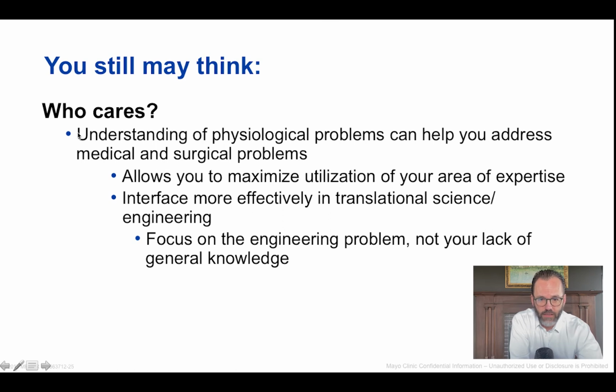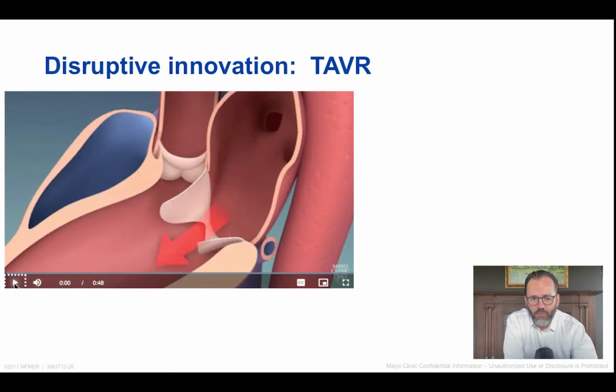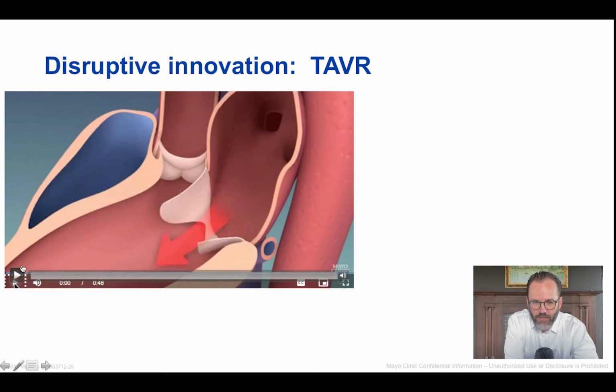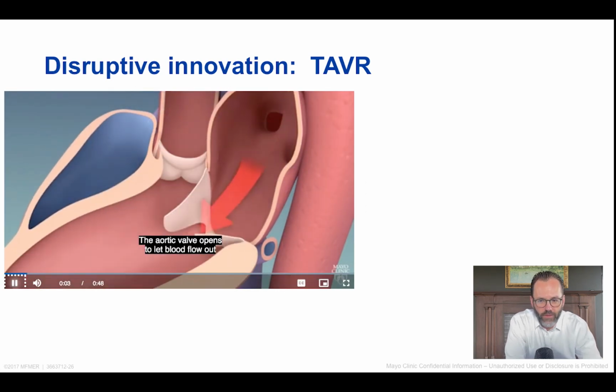So finally, I think you still might think, well, I don't really care, right? And I would say, well, I'll still try to convince you that physiology is an important intersector between biomedical engineering, imaging, and other disciplines. And so I think again, coming back here to say, well, let's focus on the engineering problems and maybe not your lack of general knowledge. And so, by having this general knowledge, it allows you to say, well, how do we devise things that are really unique? So when we look at disruptive innovations that have occurred within, let's say, the last 10 years, transcatheter aortic valve replacement is one that's actually very fascinating.